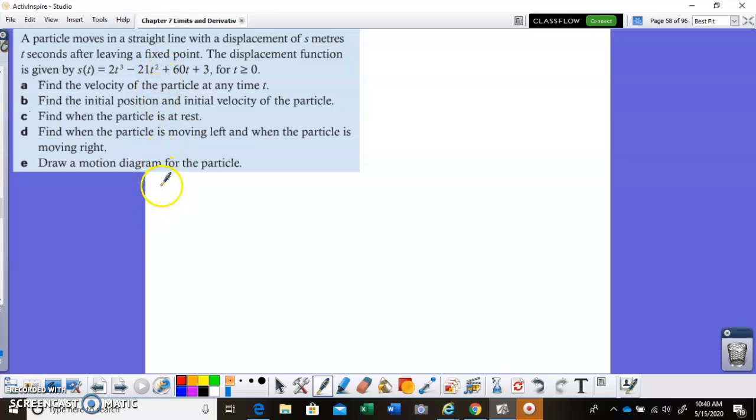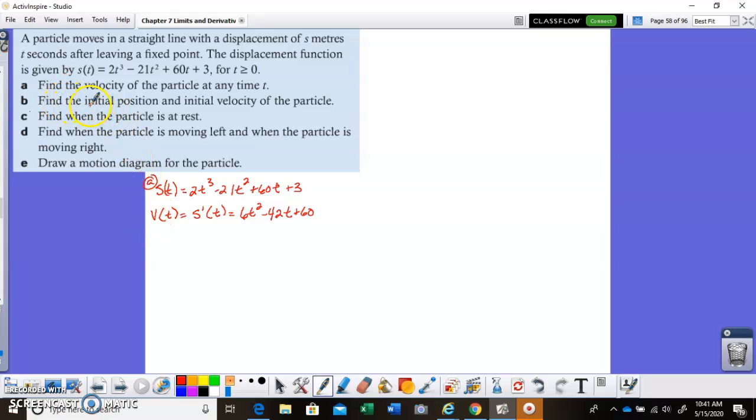So let me recopy my displacement function. It's 2t cubed minus 21t squared plus 60t plus 3. And we know that velocity is equal to the derivative of displacement. And like I said before, this is a very good relationship to write down. I'm just going to apply the power rule. So I've got 6t squared minus 42t plus 60. So that's part A. Okay?